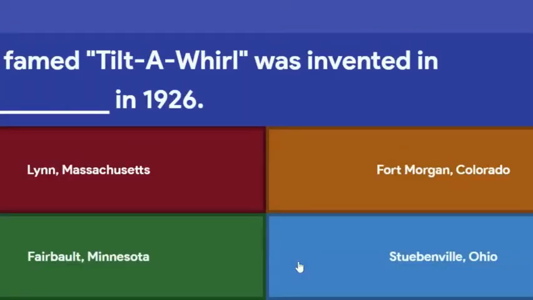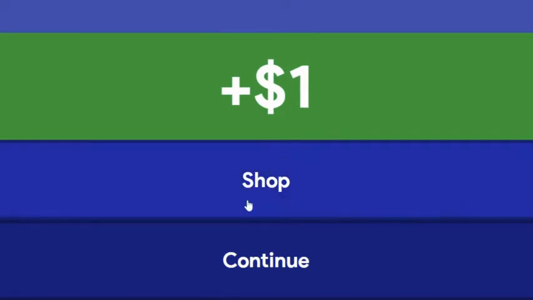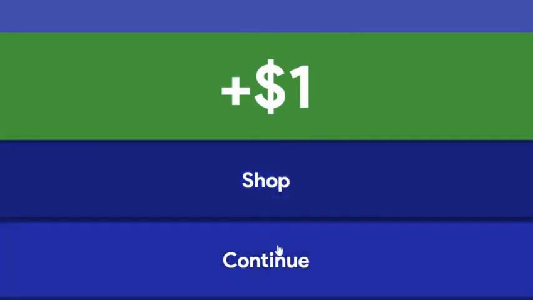So then it's going to come up with another question. The famed Tilt-A-Whirl was invented in 1926 in, I don't know, let's go with Faribault, Minnesota. Oh, I win. Good deal. I made the question, so I should know. So I got $1, and now it gives me an option for shop. Again, that's going to be a video coming up about how to make more money and faster. But for now, I'm just going to hit continue.